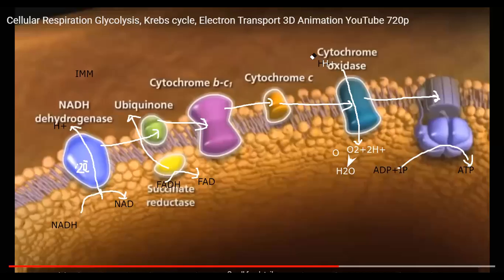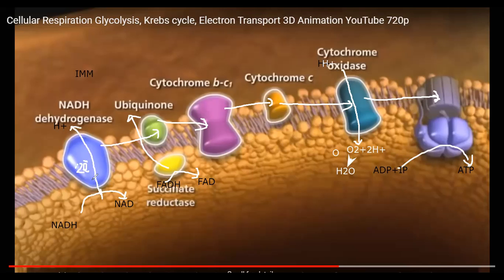No confusions. We are discussing ETC, the electron transport system. The site is between the mitochondrial matrix and membrane, the inner mitochondrial membrane. This membrane has the enzymes. Five enzyme complexes are embedded in this membrane, as well as two electron carriers.